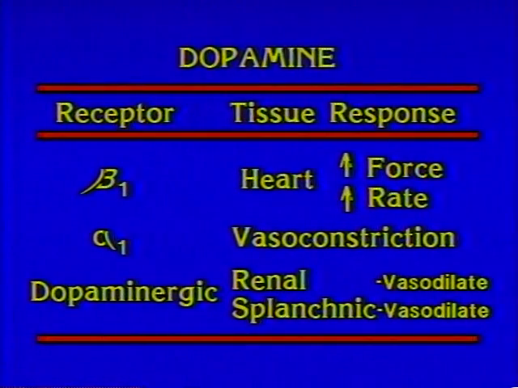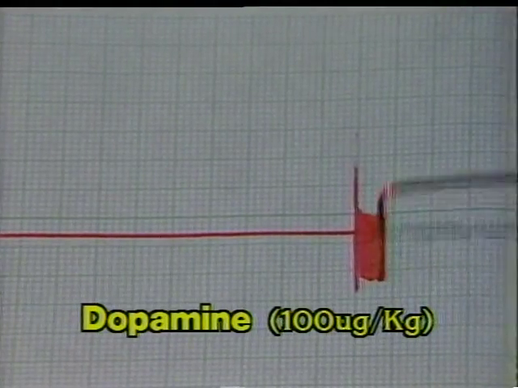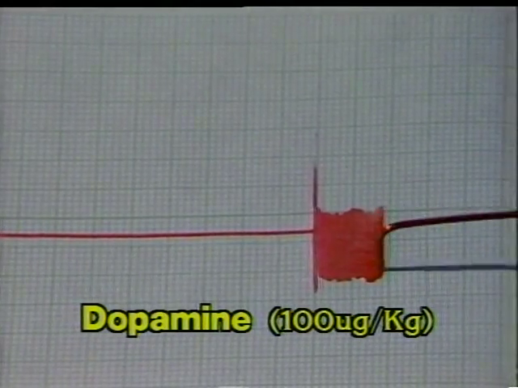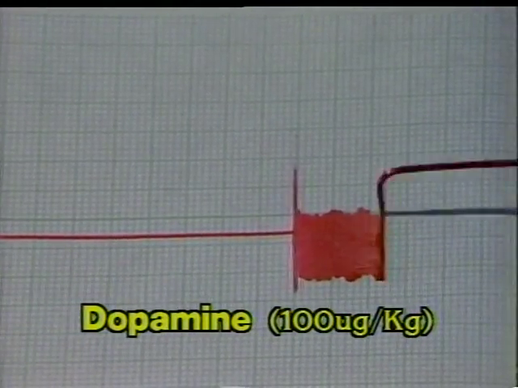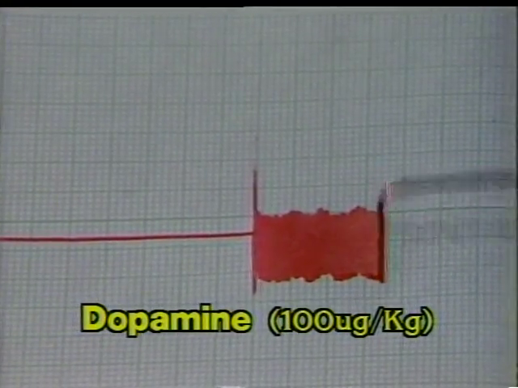Dopamine receptor mediated vasodilatation is easily masked by the more powerful alpha mediated vasoconstriction, which is usually seen if dopamine is infused rapidly. We would therefore expect an increase in blood pressure following a rapid infusion of dopamine. Dopamine, 100 micrograms per kilogram, was injected.